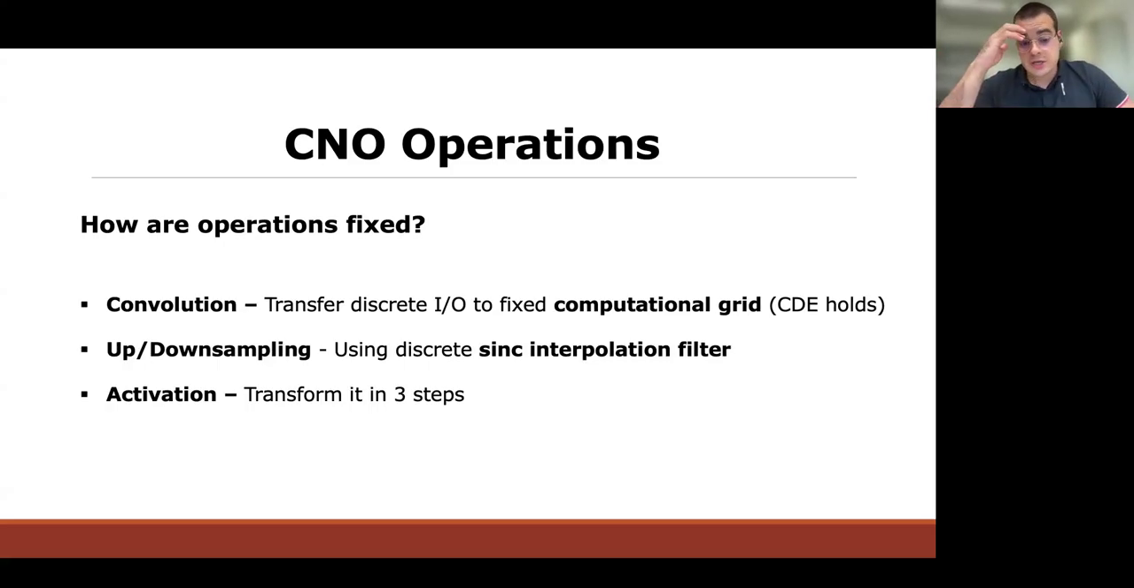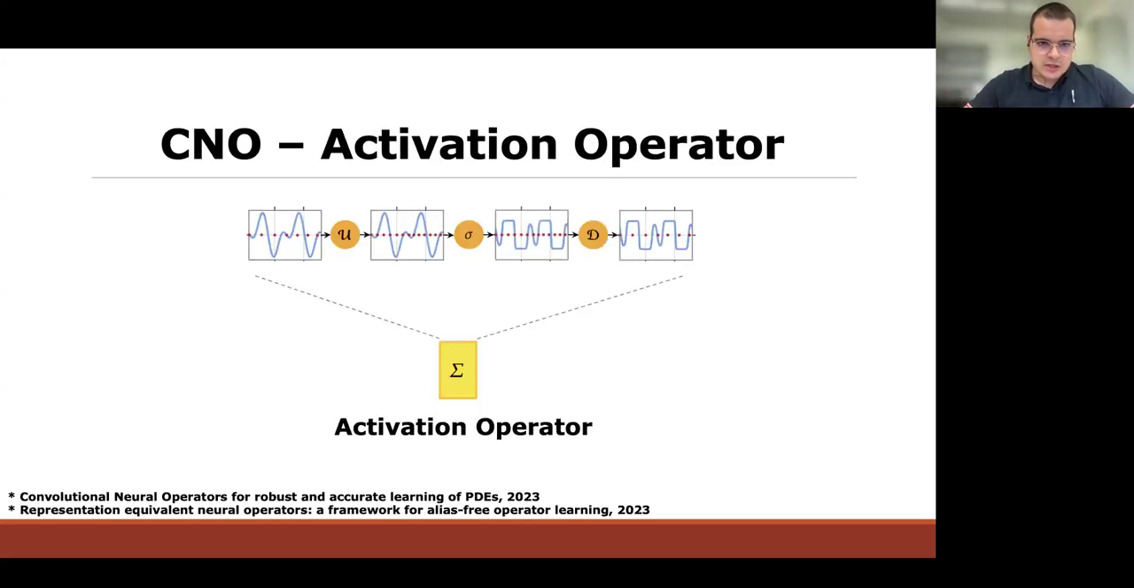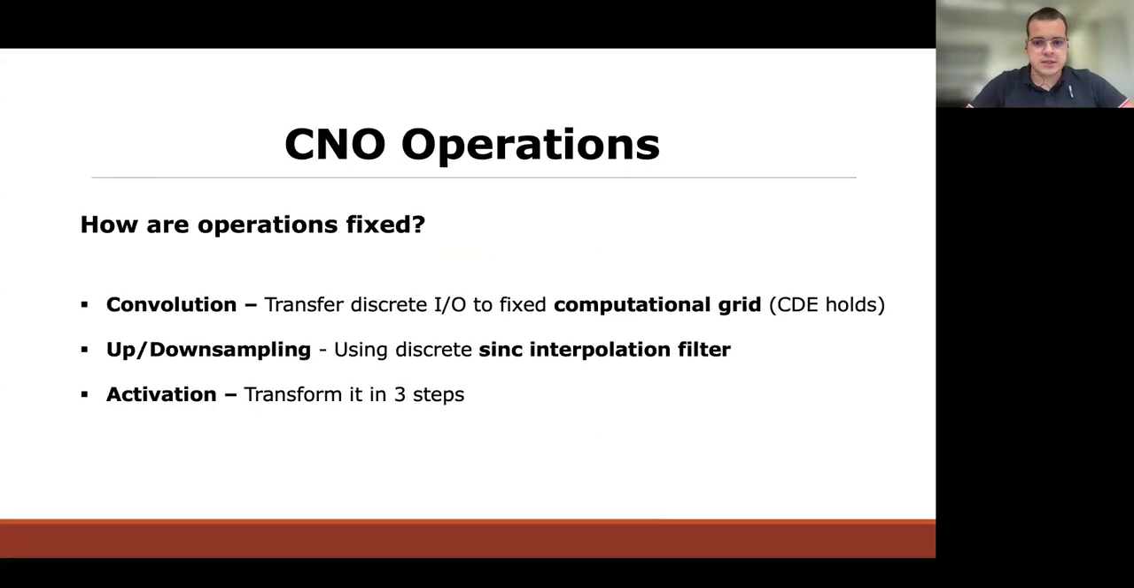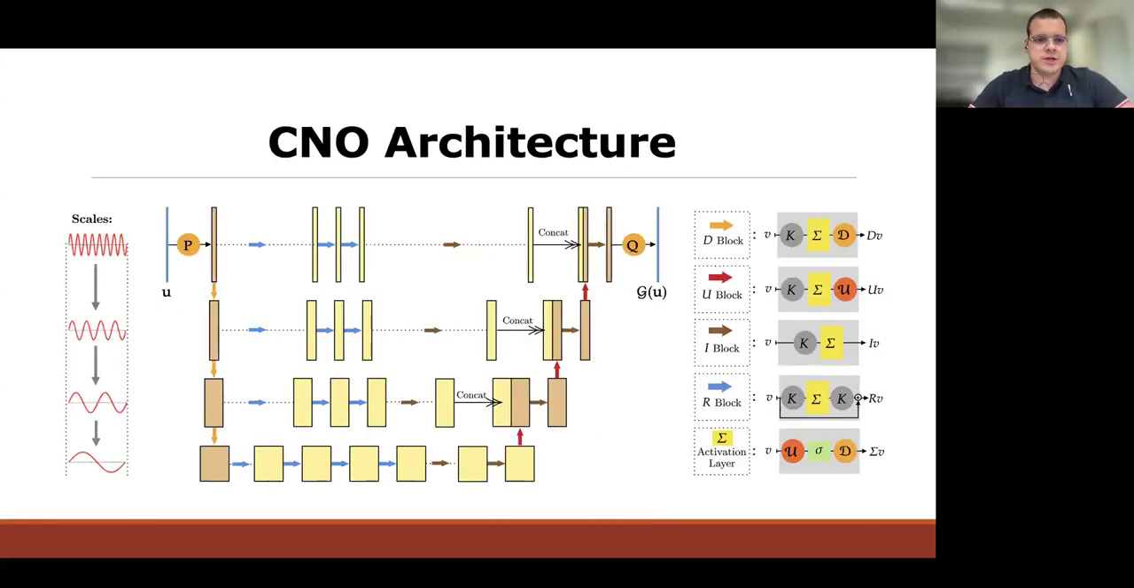And the activation function is completely changed, and we transform it in 3 steps. As I said, the activation function causes this aliasing phenomenon that we want to avoid. First, we upsample the signal before applying the activation function, and we add artificial empty space in the frequency domain for the new frequencies to get introduced. Then, when the activation function is applied, those new higher frequencies get introduced, and since we cannot represent them with the original sampling rate, we simply cut them from the signal, and that's done by downsampling the signal with the sinc interpolation filter. And this is how the CNO is developed. So basically, this is the architecture, and all the operations are modified.